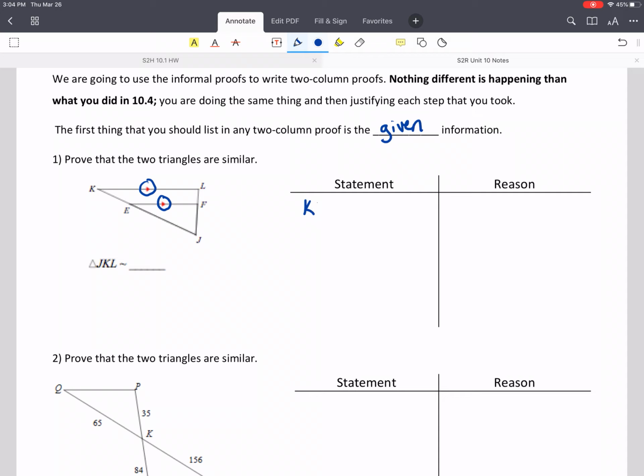We're going to say segment KL is parallel, and that's the symbol for parallel, to EF. And how did I know that? Well, I knew it by looking at the picture, which meant that it is a piece of given information. Okay, I want you to think back on 10.4, and is this going to be an angle, angle, side, or side, side? Which one do you think it will be? I'm hoping you said angle, angle, because none of my side lengths here are labeled.